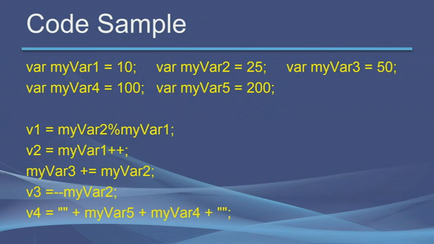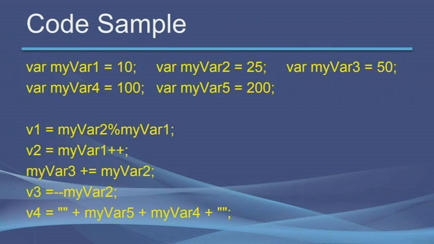If you look at it, it's basically talking about modulus. The modulus of my variable 2 being divided by my variable 1. So the remainder would be 5, so V1 should be 5. V2 would be my variable 1 plus plus. Now plus plus is used for incrementing. But the thing is, V2 is assigned my variable 1 value before it is incremented. So my variable 1 will actually be 10.